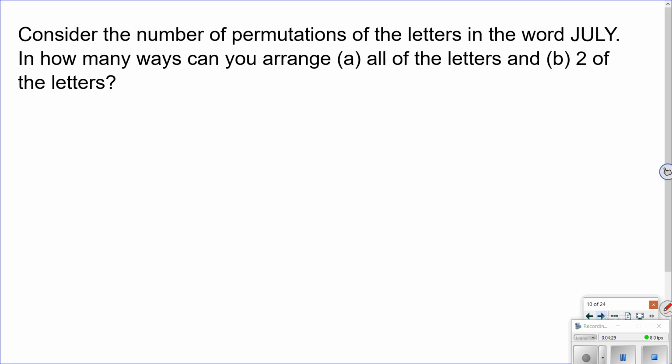Here's one. Consider the number of permutations of the letters in the word JULY. Part A: how many ways can you arrange all the letters? Part B: how many ways can you arrange 2 of the letters?